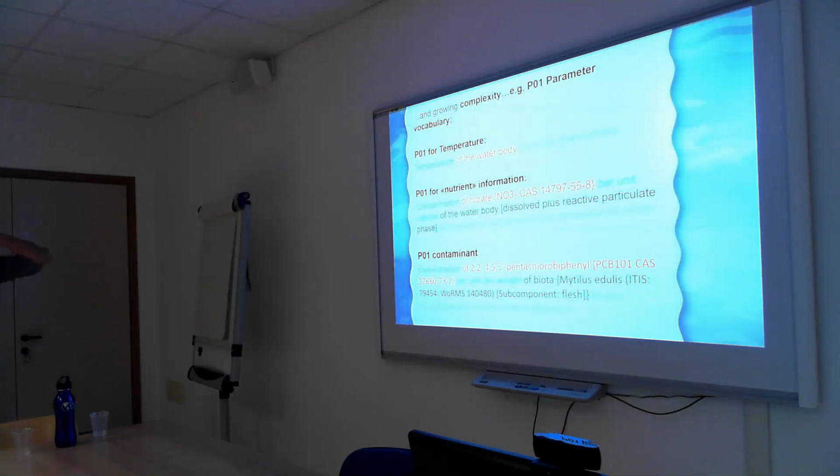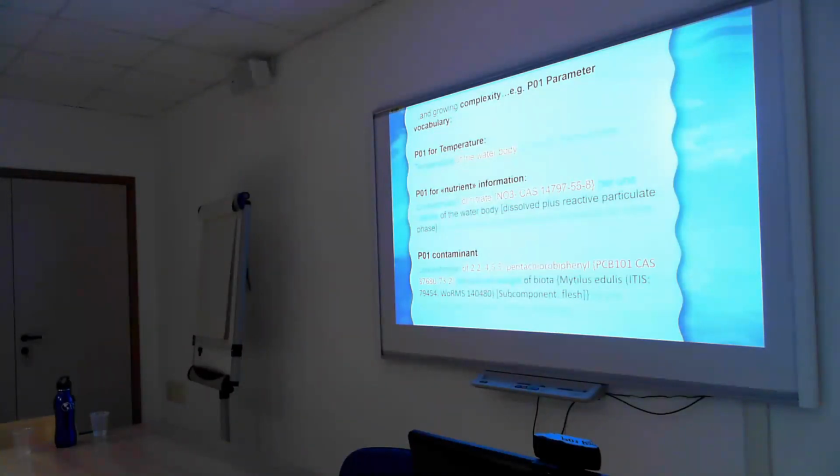Furthermore, we are dealing with a growing complexity with the different kinds of data. For example, we can start with a simple physical parameter, the temperature of the water column measured in situ, going to more complex information like nutrients, in this case nitrates, where you have several pieces of information about the matrix, in which part of the matrix it has been measured, and with which method, to probably the most complex kind of data that we are dealing with, the contaminants.